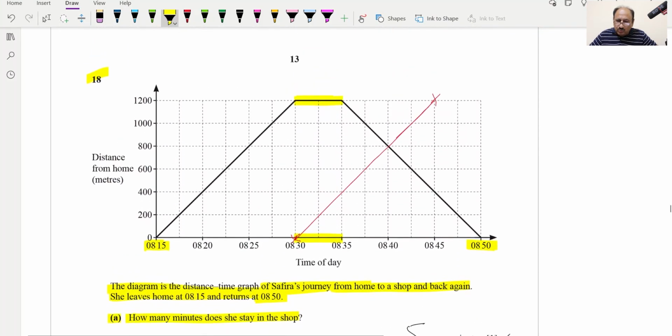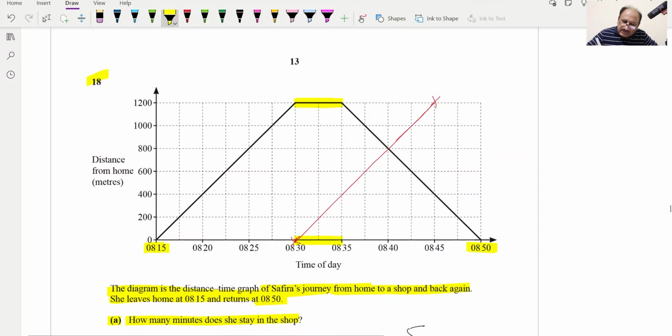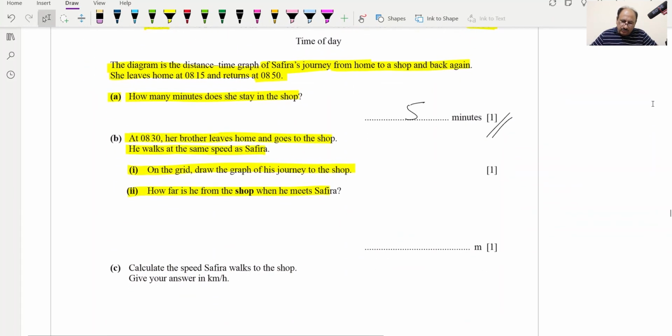Then second part, how far is he from the shop when he meets Safira? So how far means he is at this location? At this location, the distance is 800 meters. This is 800 meters, and the shop is at 1200. So 1200 minus 800 will be equal to 400. So the answer will be 400 meters.